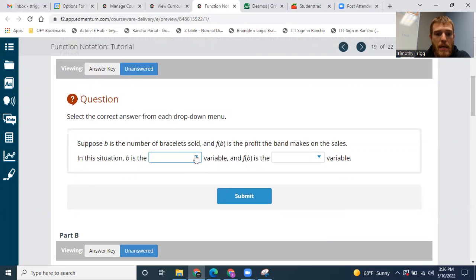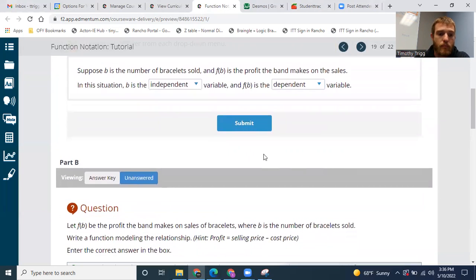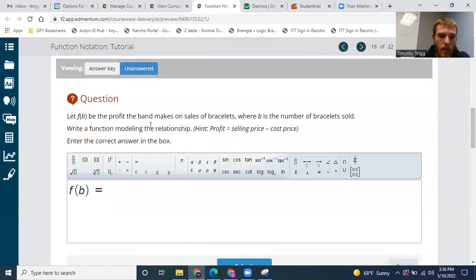In this situation, B is the input, okay? Is the input. So that's the independent variable. Okay. F of B is the output. That's essentially your Y. F of B is your dependent variable. In other words, B is the number of bracelets sold, and F of B is the profit. So the profit depends on the number of bracelets sold. All right, we want to be writing this function, F of B, which is the profit function.